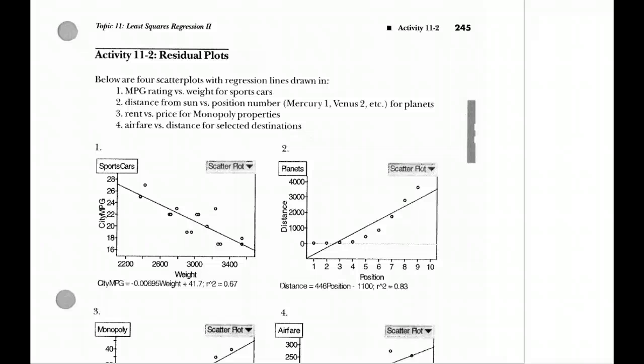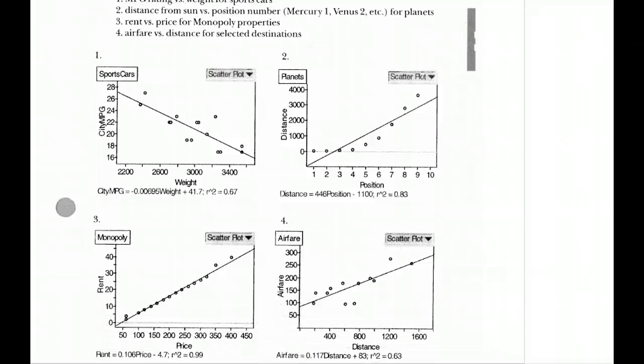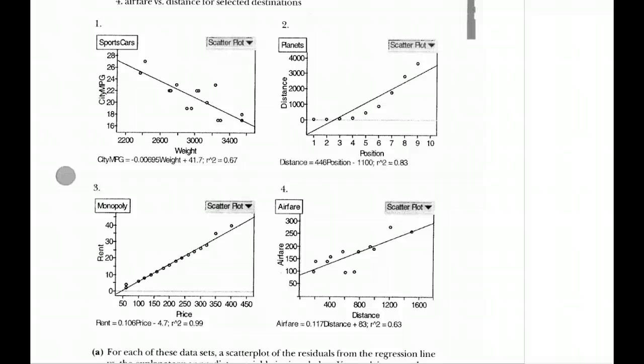11-2. Residual plots. So below are 4 scatter plots with regression lines drawn in. And the goal, so what do we got? We've got miles per gallon rating versus weight for sports cars. Distance from the sun versus the position of the planet. Rent versus price for Monopoly. And airfare versus distance for the selected destinations. And you're supposed to compare this to the residuals on the next page.